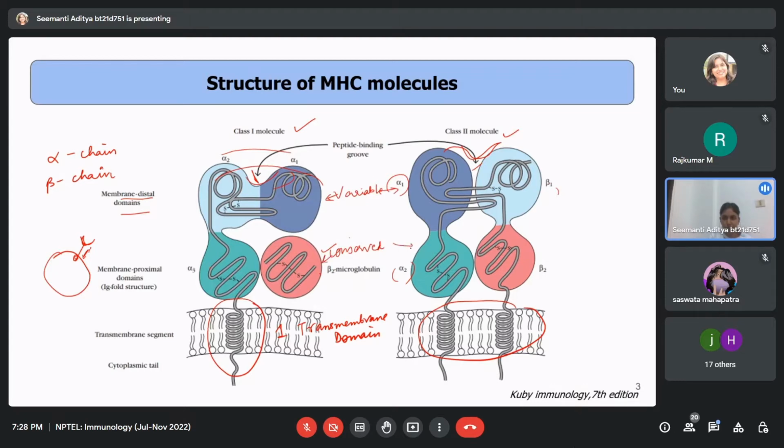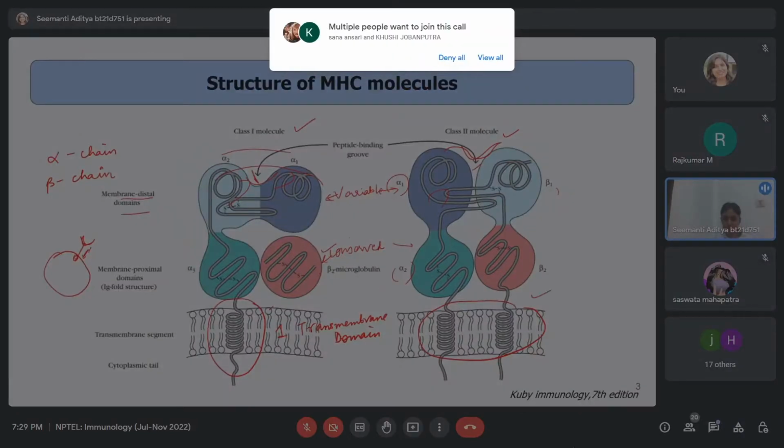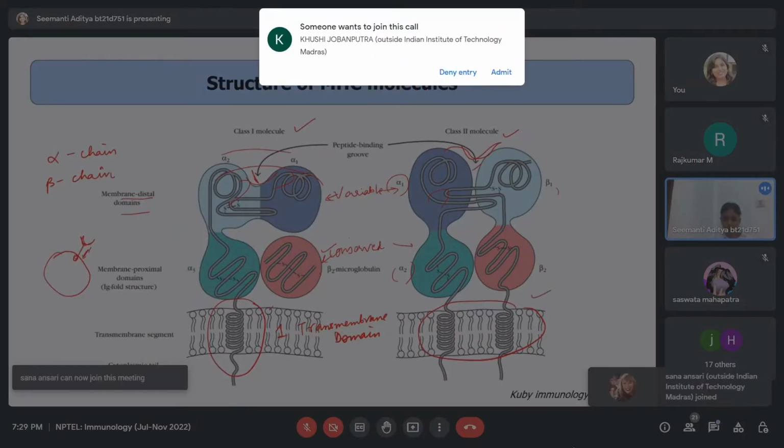Right. So accordingly, the structure of MHC molecule, as you see, is made up of disulfide linkages. These are all the quaternary structures of both the class 1 and class 2 molecule, and you see they have similar kind of bonding patterns in both class 1 and class 2 molecules. There are just some minute differences, like just one transmembrane domain in class 1 and two transmembrane domains in class 2.